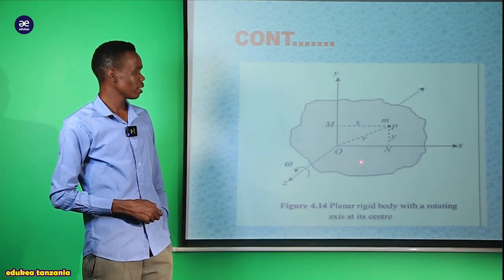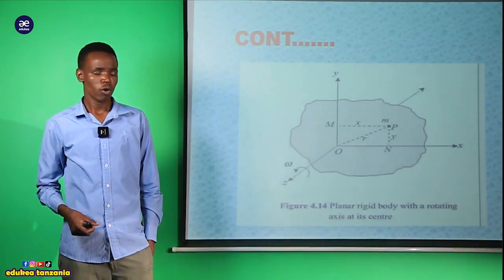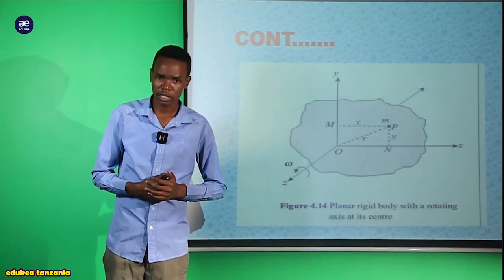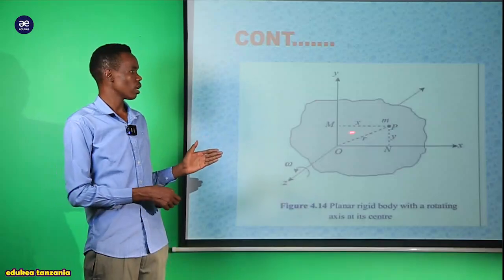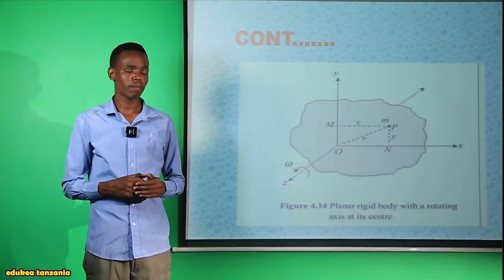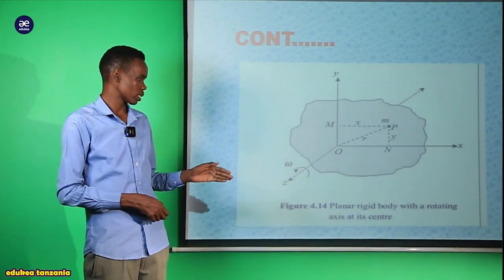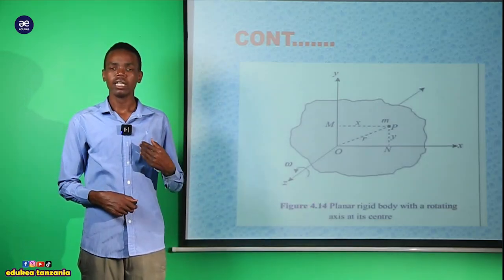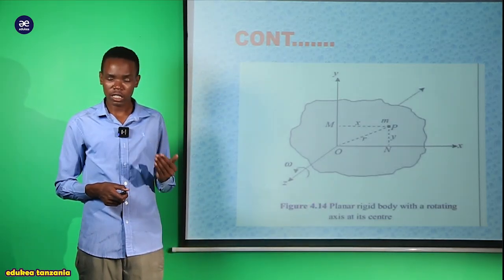So our figure here involves three axes. We have the horizontal axis which we call the x axis, and also we have the y axis which is on the vertical axis, but we also have this z axis. The z axis is the place where rotation takes place.